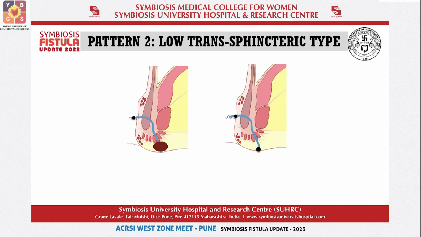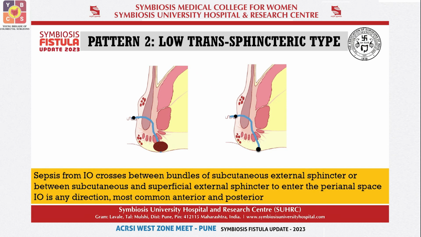So going to a low transsphincteric fistula, the abscess will travel from the internal opening and cross the subcutaneous part of the external sphincter.